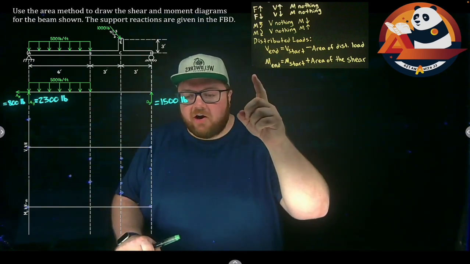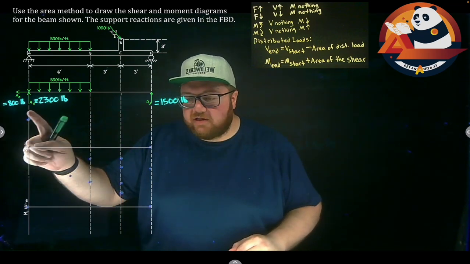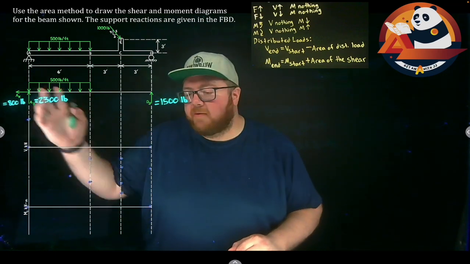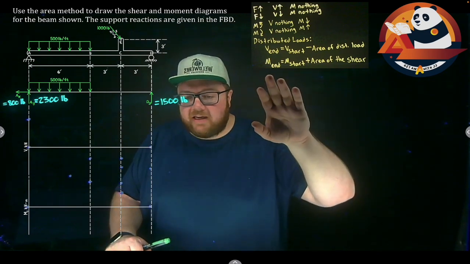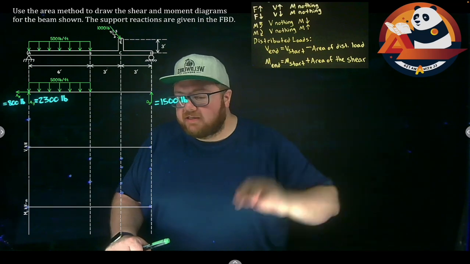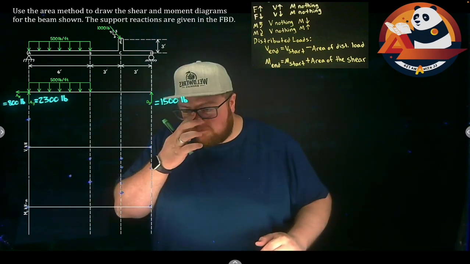And for our distributed loads, we're going to say our shear at the end of a distributed load is going to be the shear at the beginning of that distributed load minus whatever the area of the distributed load is. So we'll make areas for every distributed load. Also for moments, our moment at the end of any shear area is the moment at the beginning of it plus the area of our shear. So we'll area out our shear diagram once we've made it.